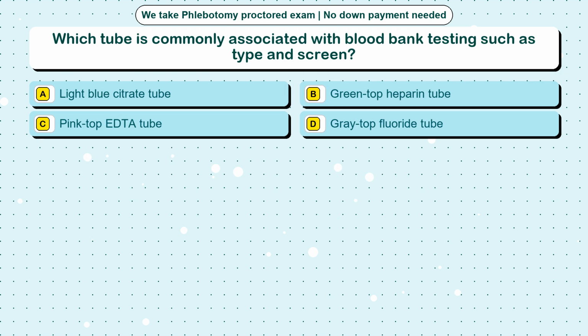Question 28. Which tube is commonly associated with blood bank testing such as type and screen? Option A. Light blue citrate tube. Option B. Green top heparin tube. Option C.